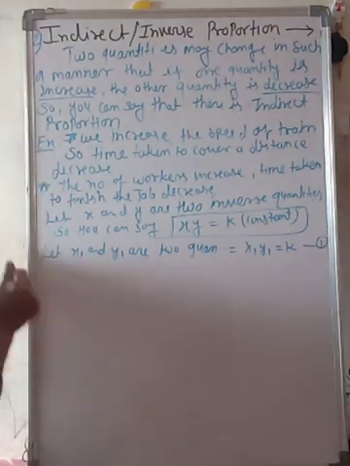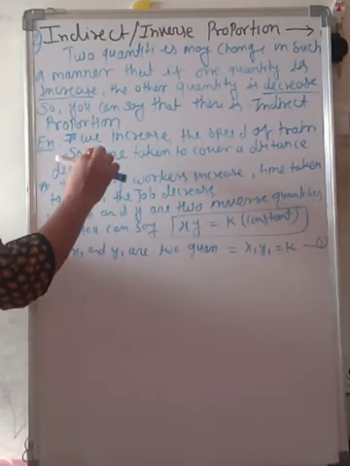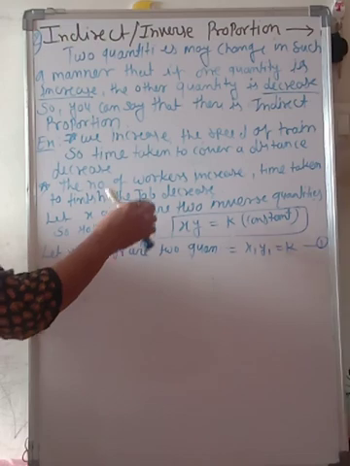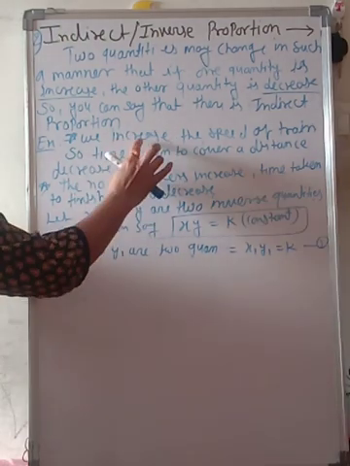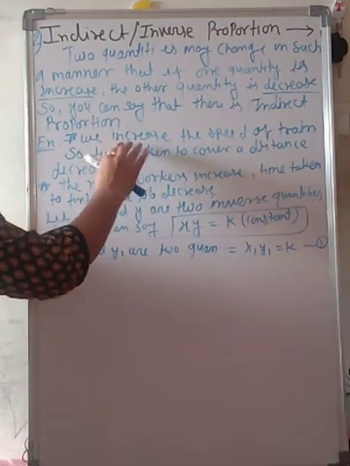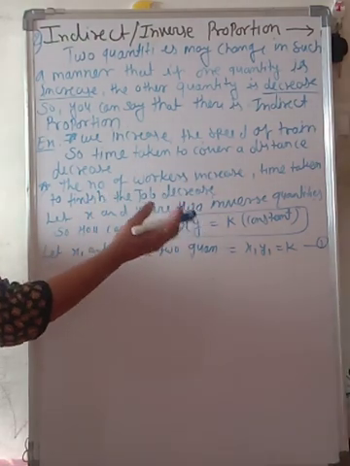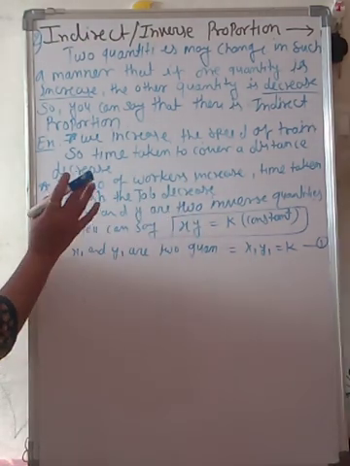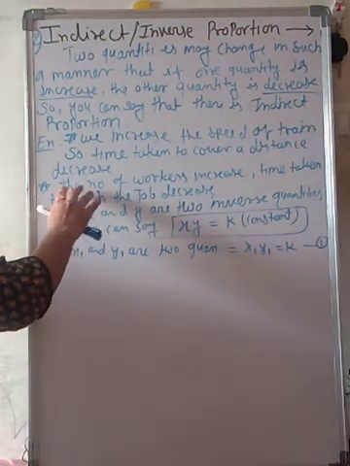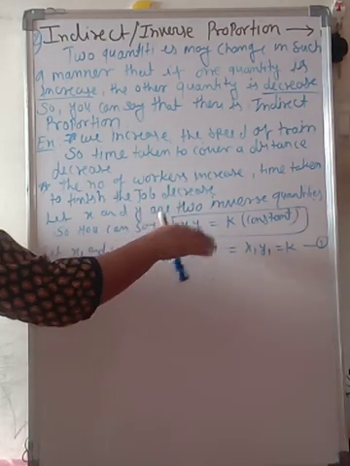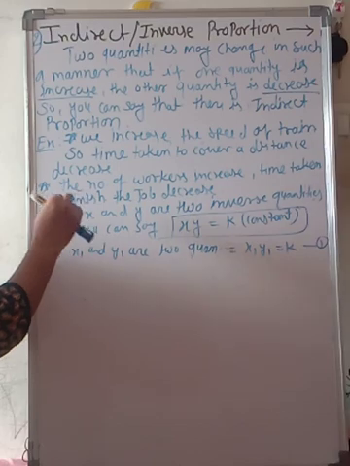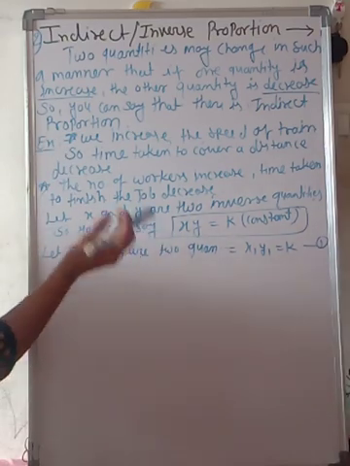Now here we give an example. If we increase the speed of a train, this is an example of indirect proportion. When the speed of the train increases, the time taken to cover the distance decreases. Similarly, if the number of workers increases, the time taken to finish the job also decreases.